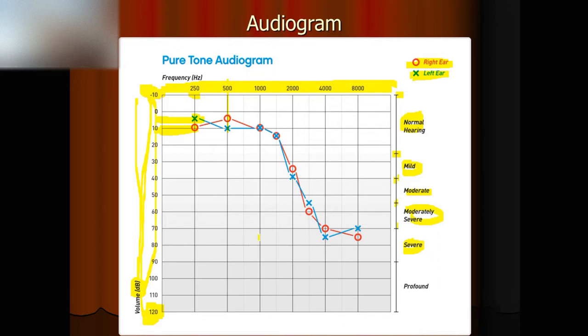In this chart, I have severe hearing loss at 4K and 8K Hertz. I have moderate to mild hearing loss between 2K and 4K. Below 2K, my hearing is mostly normal. So overall, you can see I have severe hearing loss at high frequencies.